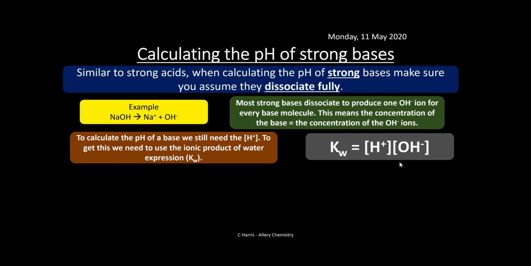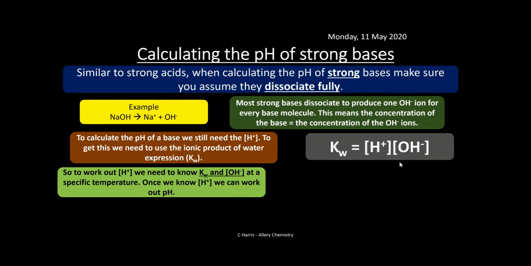So remember, this equation here is the one that you need to use if you want to calculate the pH of a strong base. If it's the pH of a strong acid you're looking for, it's pH equals minus log of the concentration of H plus ions. We use this only if it's a strong base. So to work out H plus, we need to know Kw, and we need to know the concentration of OH minus ions at a specific temperature. And once we know H plus, we can then work out the pH from that.